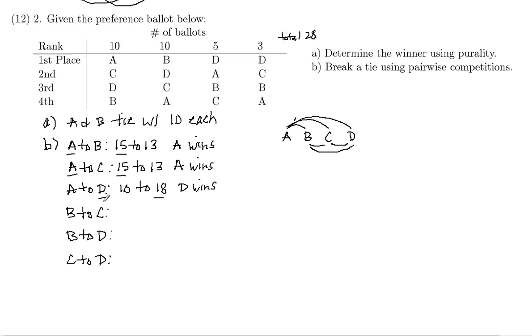B to C. So let's see. This is C over B. B over C 10 times there. B over C there. 5 times, and then it switches. So these are B over C 15. And what's left is going to be the 13. C over B 10 times here, and then C over B 3 times here. So 15. B wins that one.